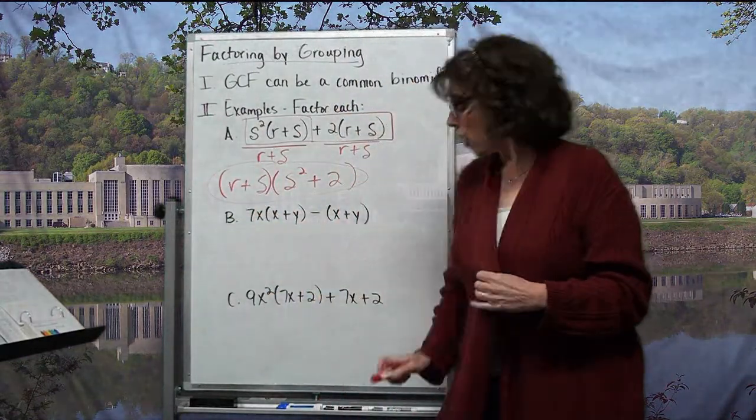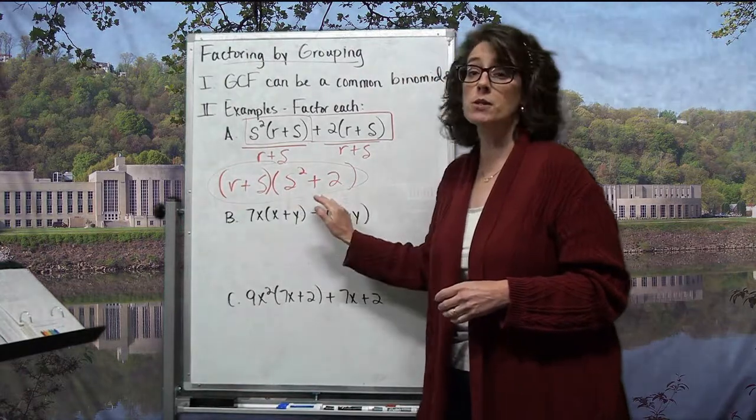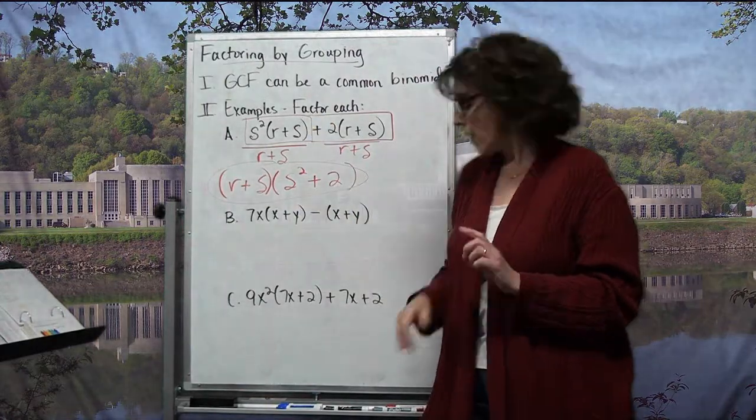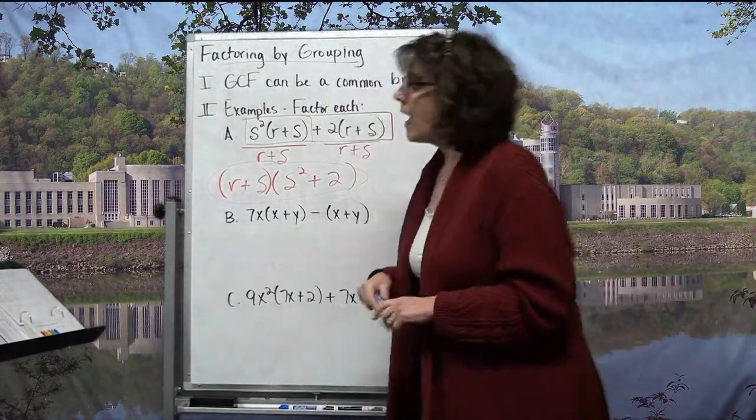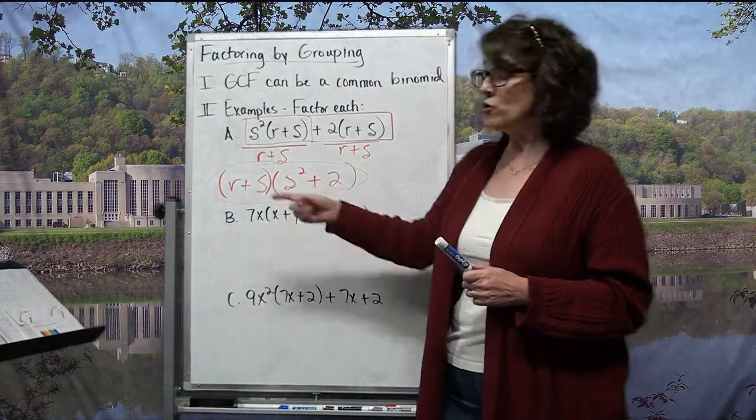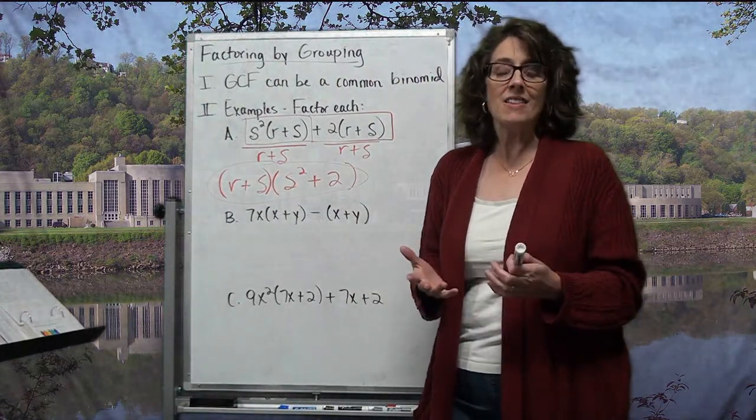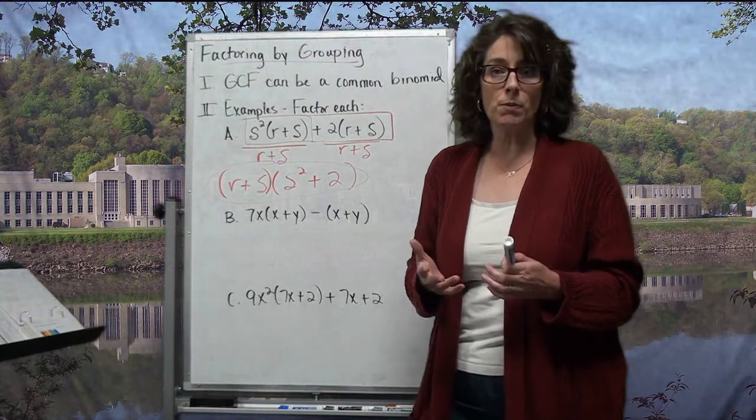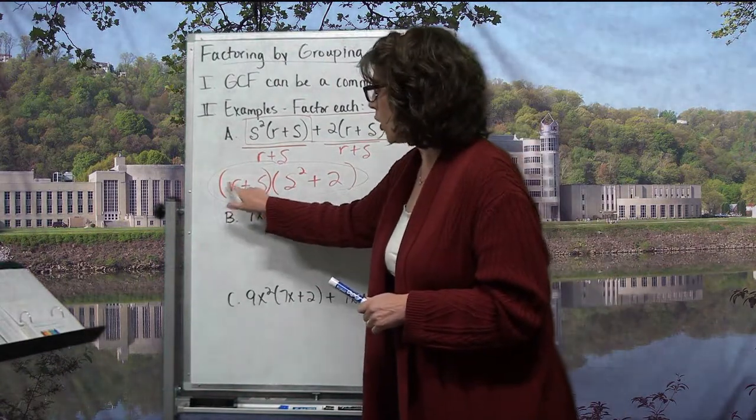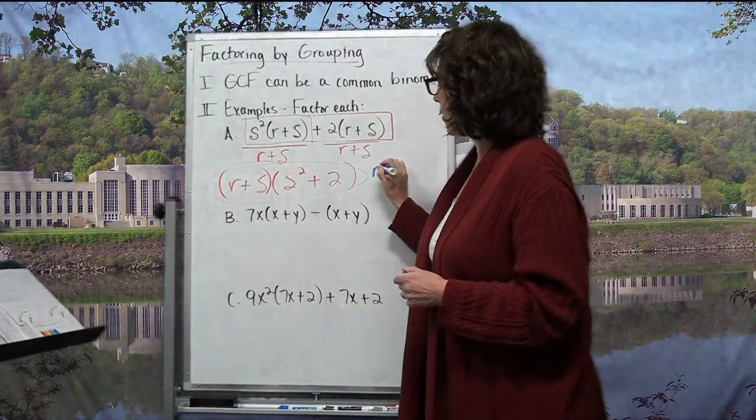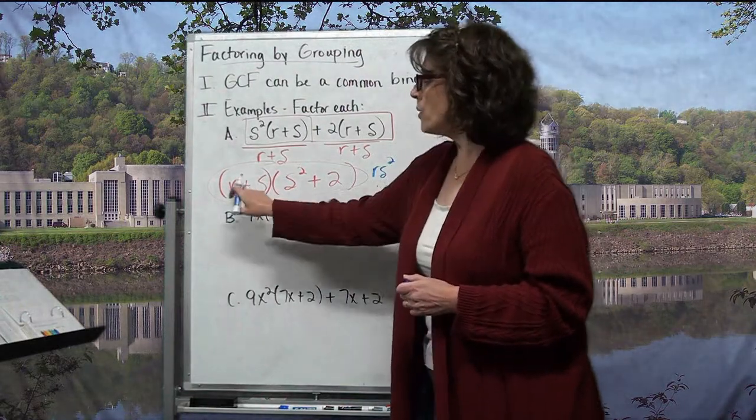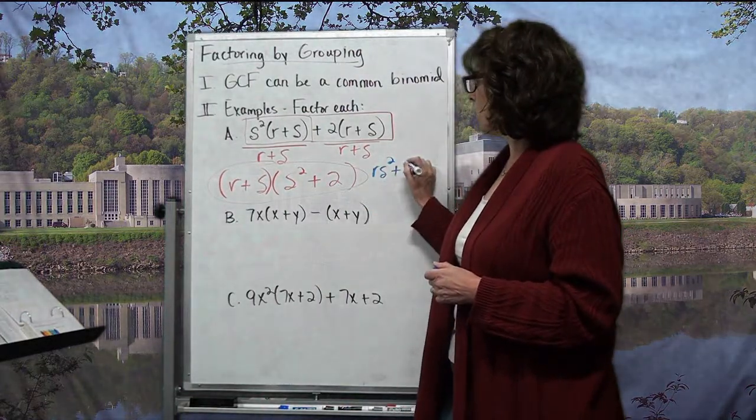Now, recall that I should be able to do this multiplication and get back to the beginning. So when I go to multiply, what would you do with this? Exactly, that's going to be FOIL, the extended distributive property. So when I multiply r times s squared, I'm going to get an rs squared. When I multiply r times 2, I'm going to get a 2r.